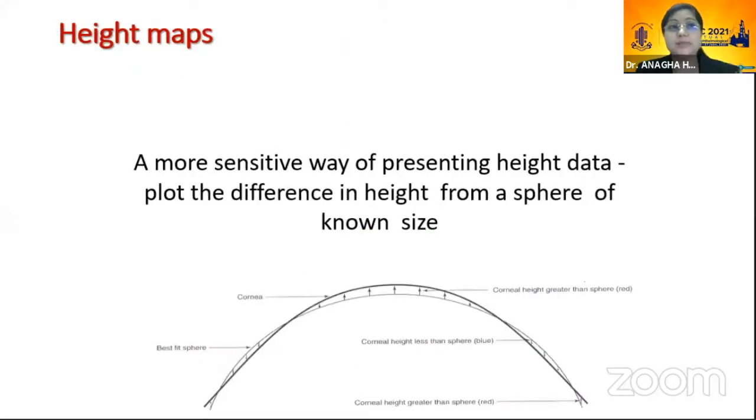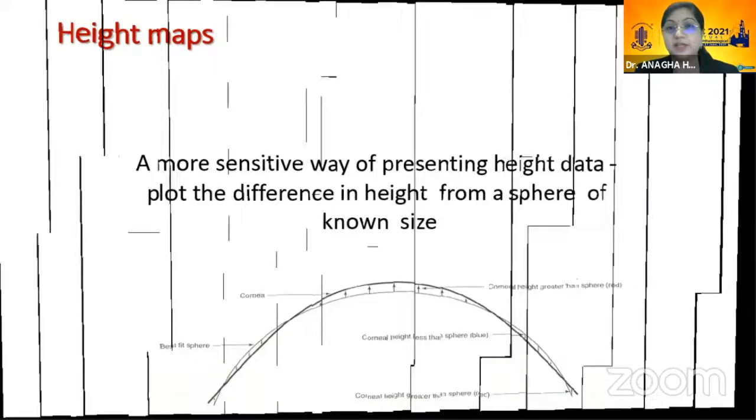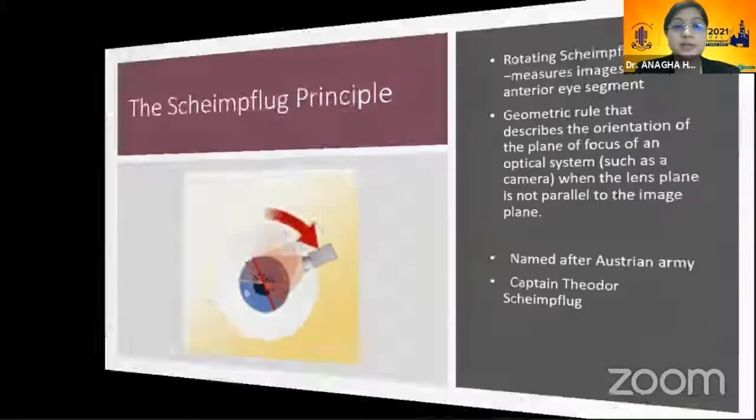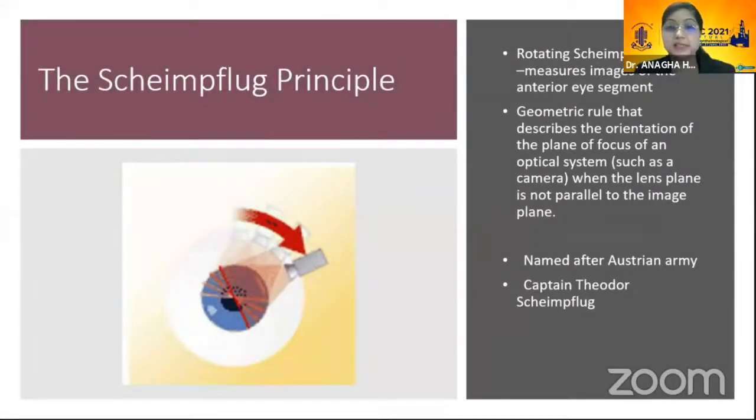Now coming to the height maps. Along with just the axial curvature, you also need to know the elevation data, and that is done with reference to a best fit sphere usually. And you have the difference maps like this. For example, you have the original map, and then this is the final map. And what is the difference? What is the change in the curvature that has been done because of surgery? So after refractive surgery, these are things that we need to see.